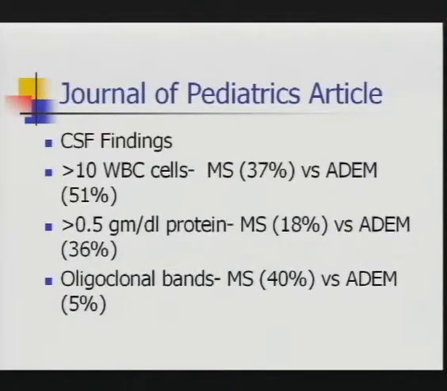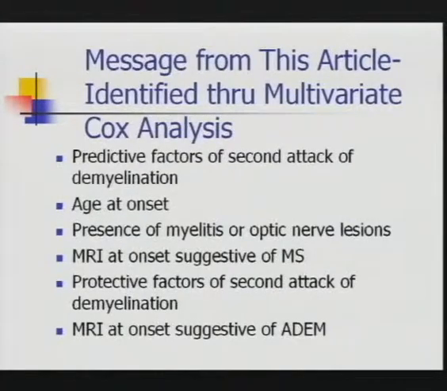CSF findings: most of the time kids who had a pleocytosis tended to have more ADEM than multiple sclerosis. And the same thing for elevated protein. If you found an elevated protein, you usually had ADEM much more commonly than MS. The other thing that's very distinguishing about the CSF, and this is one of the things I always emphasize to the residents, is that when we send off oligoclonal bands, you almost never see them in ADEM, whereas they're positive in pediatric multiple sclerosis patients about 40% of the time.